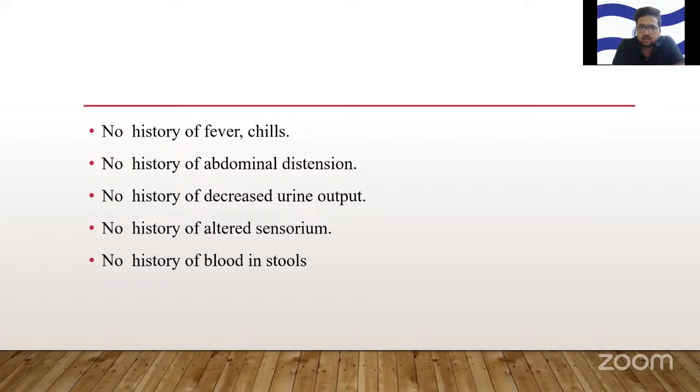Why did you ask about history of decreased urine output? Sir, sometimes the patient might be in hepatorenal syndrome, which is one of the complications of end stage liver disease. So we can easily come to know whether the kidney is involved by asking about urine output. Okay, good. Altered sensorium? To rule out metabolic encephalopathy, sir.